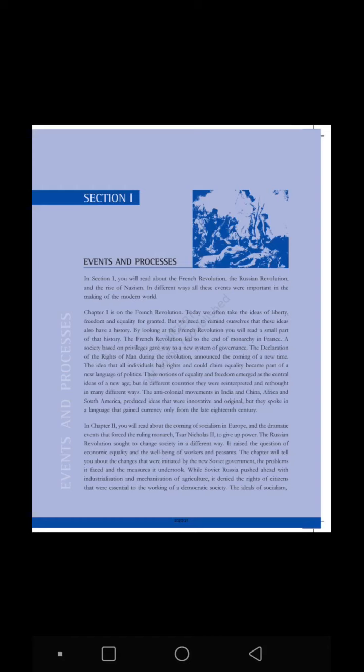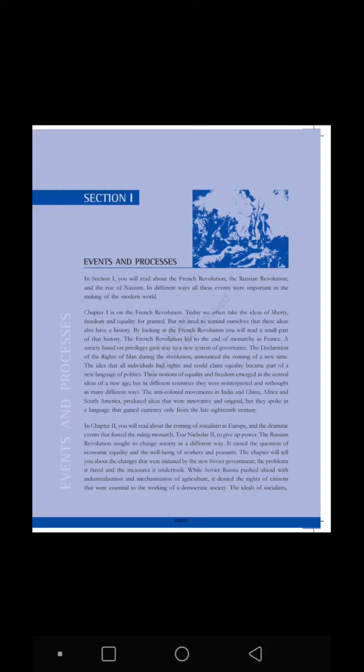The anti-colonial movements in India and China, Africa, and South America produced ideas that were innovative and original, but they spoke in a language that gained currency only from the late 18th century.